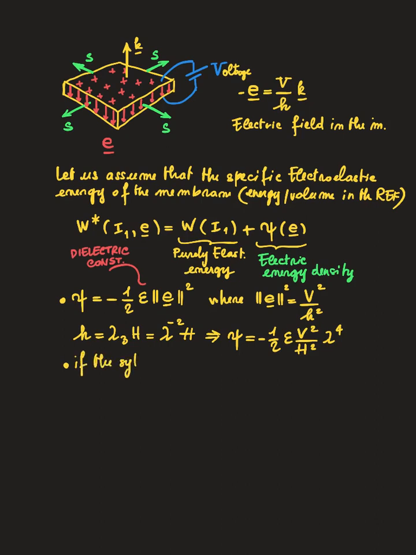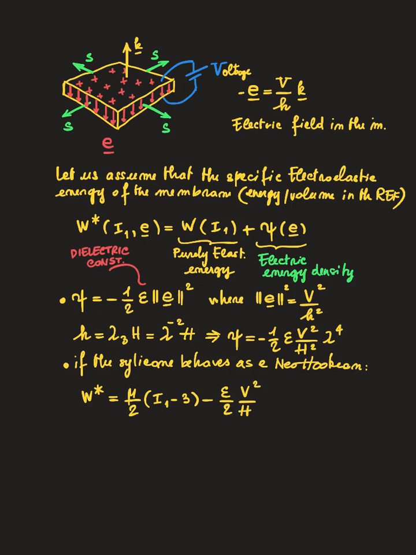So essentially, we found that, for example, if the material, the silicone, behaves as a Neo-Hookean, well then the energy that we see there can be simply written as follows: W star equal to mu divided by 2 times I1 minus 3, and then minus epsilon divided by 2, V squared divided by H squared times lambda to the power 4. That's it. So this is the energy in the membrane.